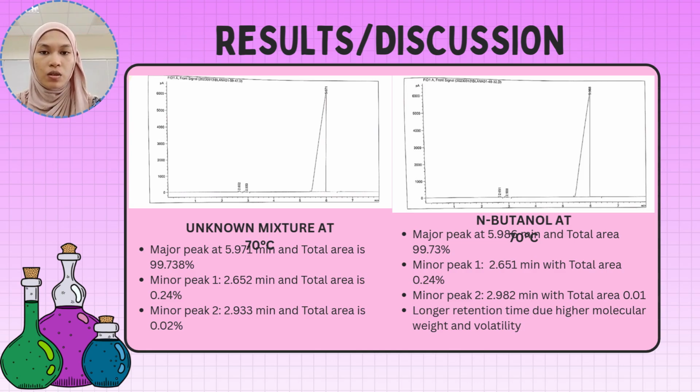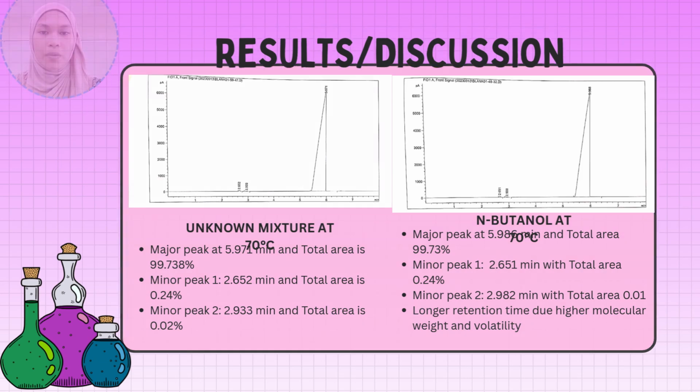This slide shows the chromatogram for the unknown solution, which has a major peak at 5.971 minutes with a total area of 99.739%, which closely matches the retention time of pure N-butanol. Minor peaks at 2.652 minutes and 2.933 minutes indicate traces of impurities. Based on the retention time comparison, the unknown sample was identified as N-butanol.